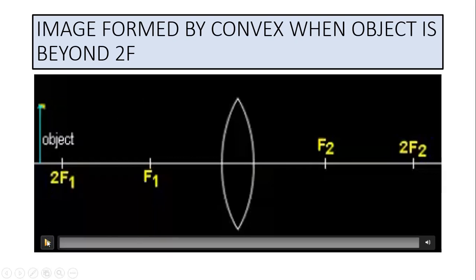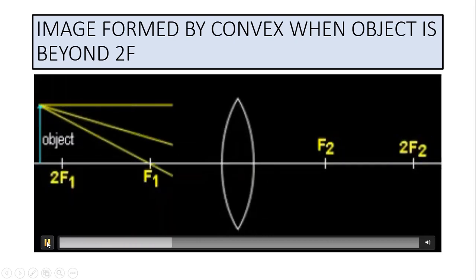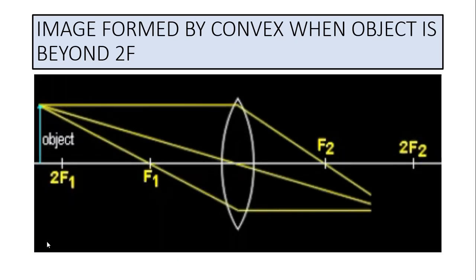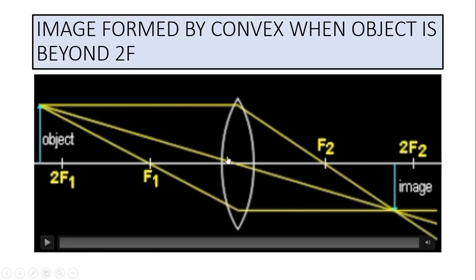Here you can see the animation image. This is not the ray diagram. It is when the object is beyond 2f. So beyond 2f, the image is formed between f and 2f, or f and c.